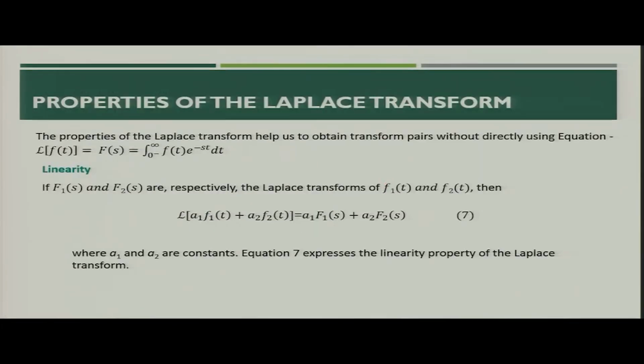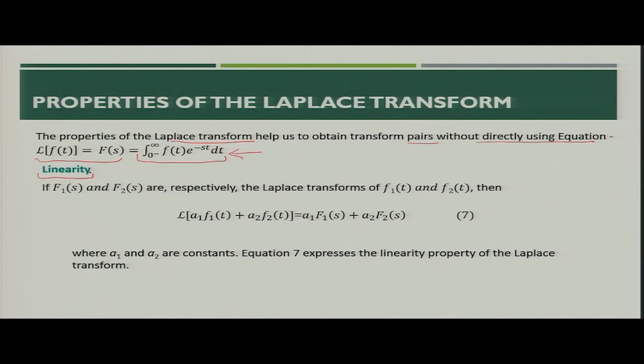Now, let us see a few of the properties of Laplace transform. The properties of the Laplace transform help us to obtain the pairs without directly using the integration method. The initial expression which we started with was Laplace of f t, which is nothing but F s, which is nothing but the integration between 0 minus to infinity f t e to the power minus s t dt. So, we will use various properties to directly find the value of the Laplace transform rather than going with the standard procedure of integrating the function. Let us see what those properties are.